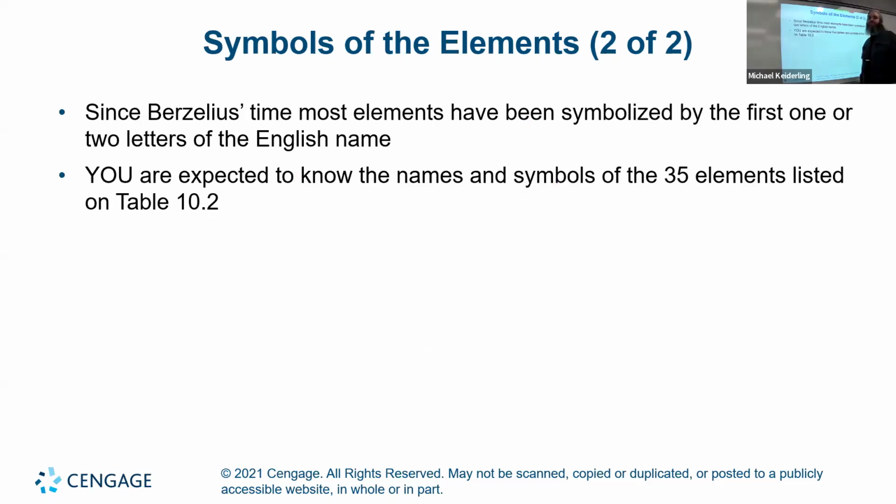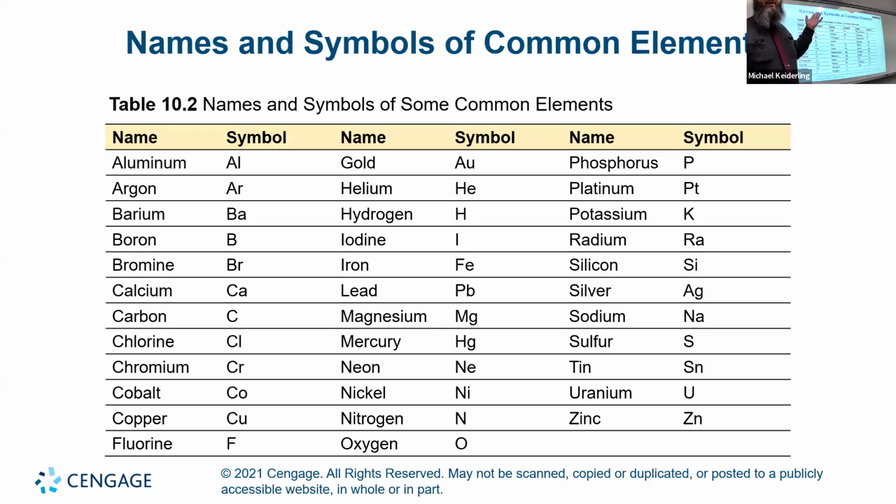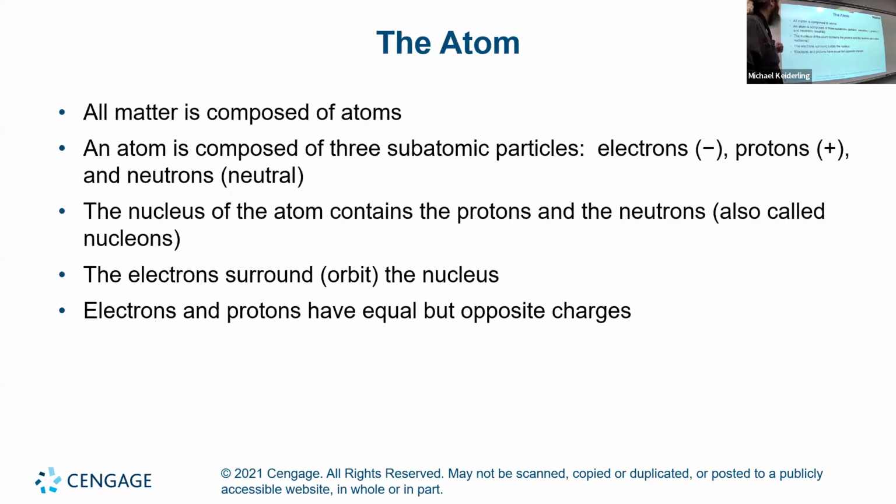And since Berzelius's time, most elements these days have been symbolized by the first 1 or 2 letters of the English name. So a lot of elements, like silicon, is Si for silicon. You aren't expected to know anything, but this is a table of some common elements that might be useful to know. We'll just keep going.